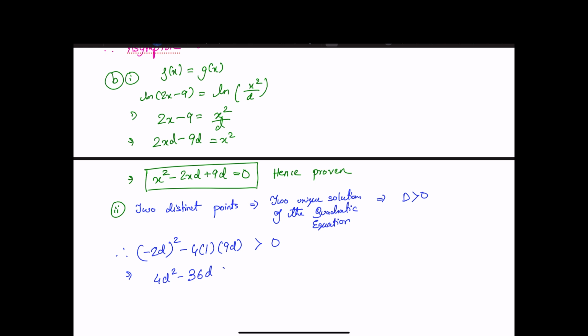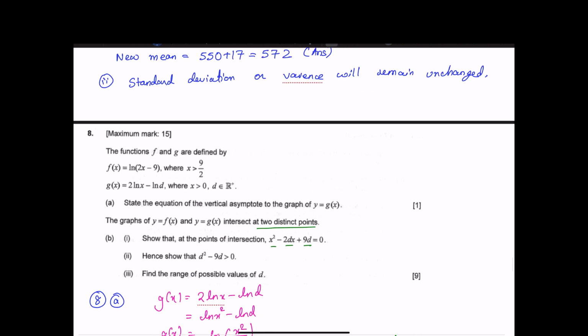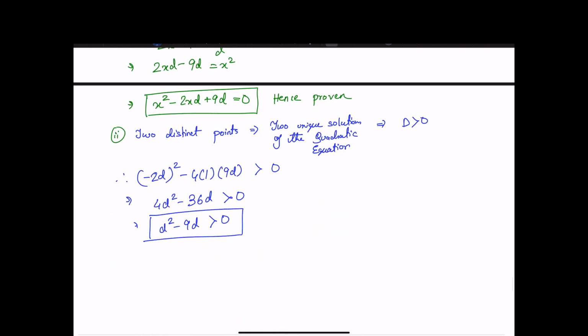4d squared minus 36d is greater than 0. So d squared minus 9d has to be greater than 0. Let's check. Yeah, this was the condition: d squared minus 9d is greater than 0. So hence proven.